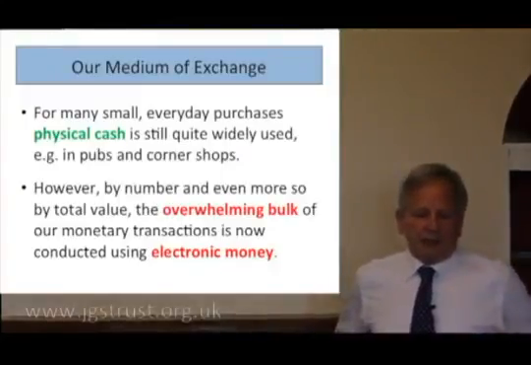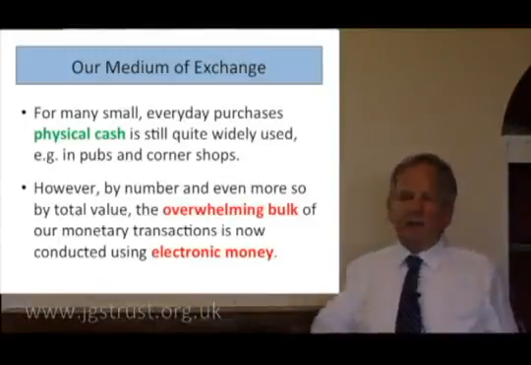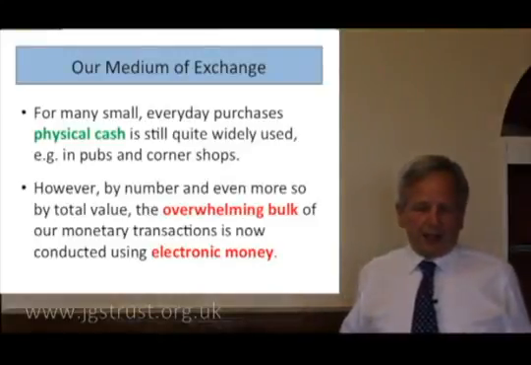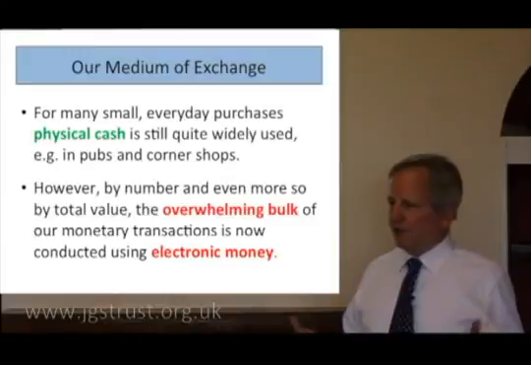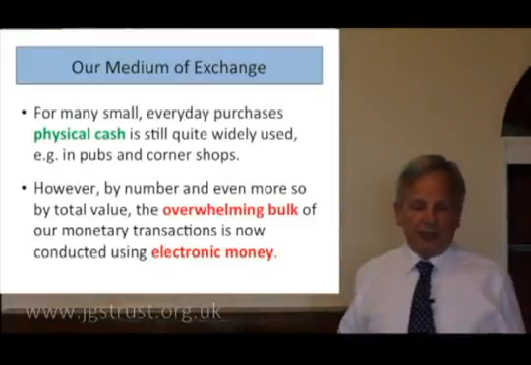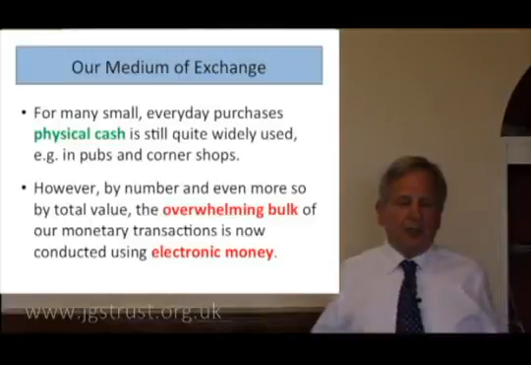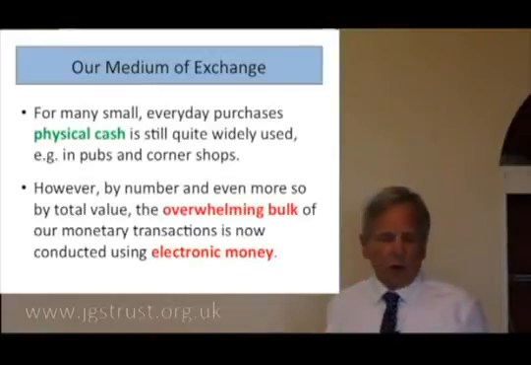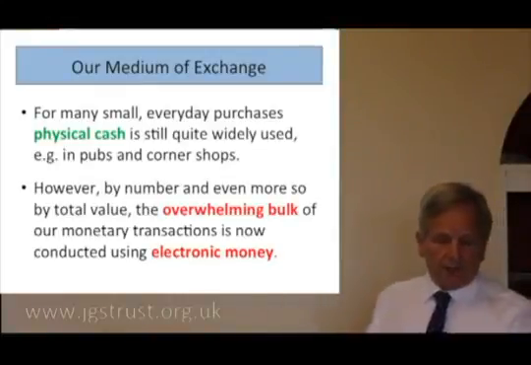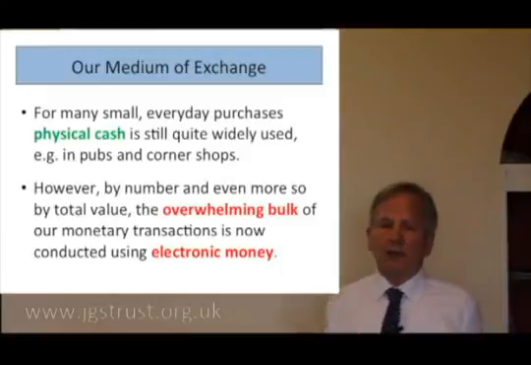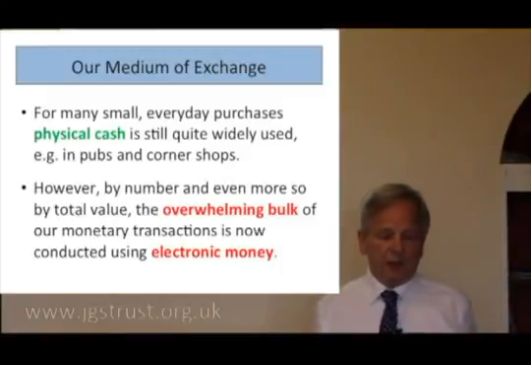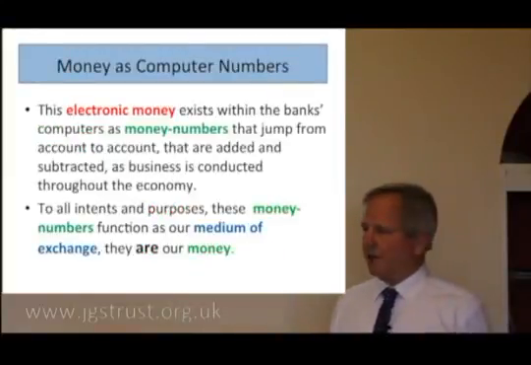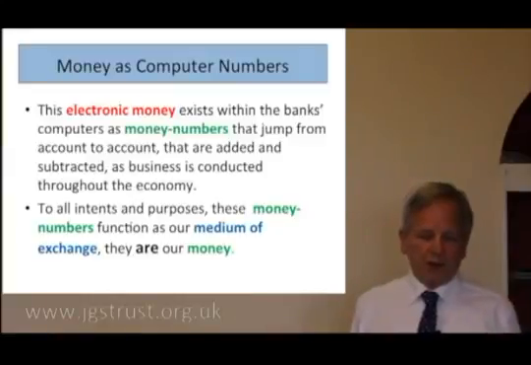Our money is, for all intents and purposes, our medium of exchange. We buy and sell stuff, and we earn it, save it, lend it, and so on. And it comes in two forms as far as we, the users, are concerned. Physical cash, stuff in your pocket, your wallet, still quite widely used for pubs, corner shops, small everyday purchases. However, the business, the economy, is conducted using electronic computer money, the digits that jump from one bank account to another. So stuff is bought and sold and so on.